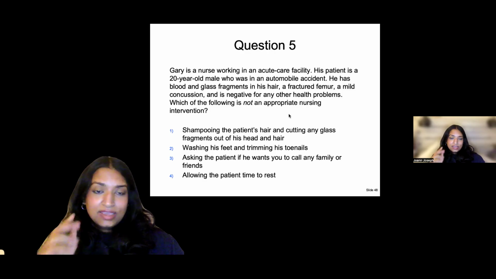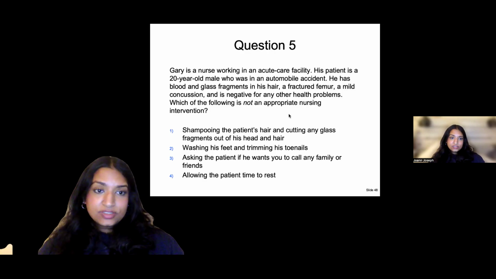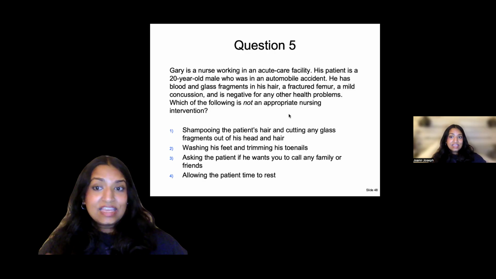So I touched on the answer. So pause and ask yourself. Now that you've returned, number 1 is wrong. You know why it's wrong? Because you are not allowed to cut hair without informed consent. Remember, unless it is an immediate emergency, you are not allowed to do that. So everything else was a true appropriate nursing intervention.